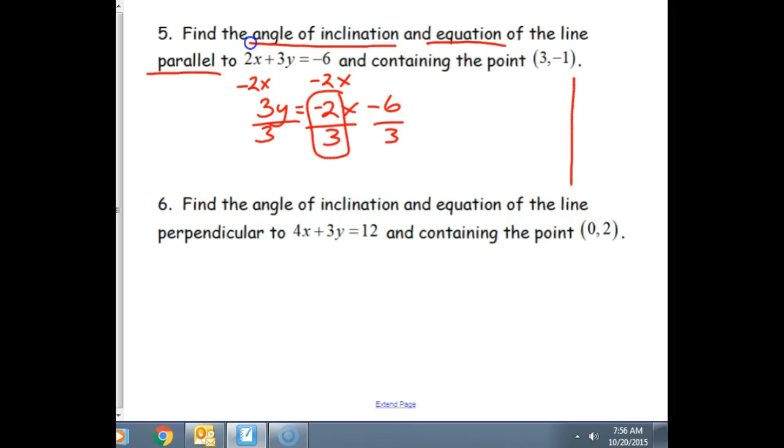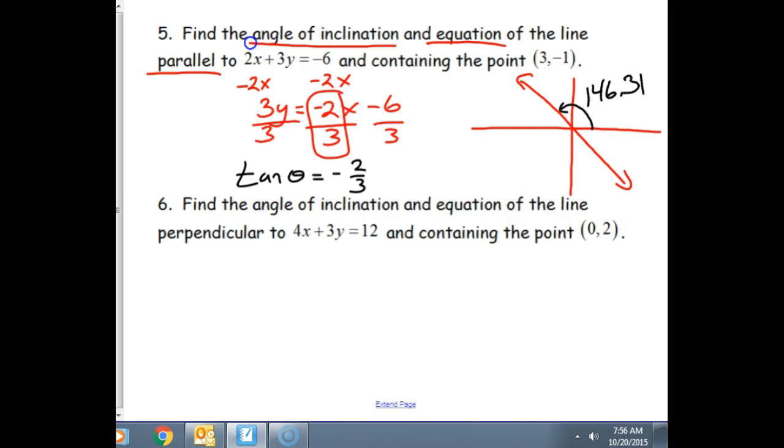Remember, negative slopes make this line right here negative slope, right? Okay, so your angle of inclination is going to be this angle right here. To find that angle, I need to take tangent of theta, which equals -2/3. Use the inverse. Okay? And the inverse actually will give you your answer. It's going to give you 146.31 degrees. Okay? That's your theta.